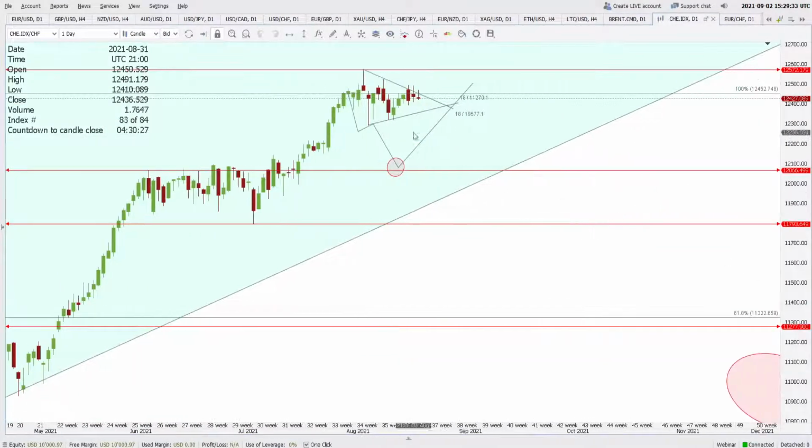Swiss index is within that symmetrical triangle only. 12,452 is still acting as a good resistance. Expect some down move or a better correction in this index before the price starts going up. This is the level actually where we are expecting the price to come back, that is 12,066. If for some reason the price falls back to this region, the buyers may come and open their positions in this index to take it long or higher.